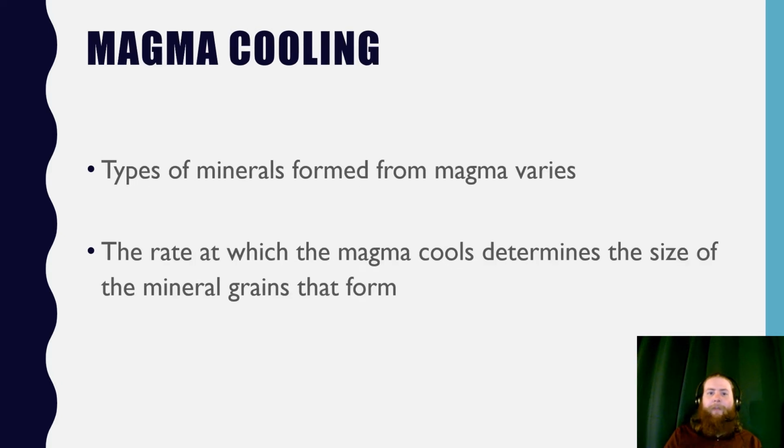The types of minerals you get depends on how the magma cools. The rate at which it cools decides how big these mineral grains form. Things that cool slowly can get much bigger. Things that cool very quickly turn into very, very small crystalline structures, very, very small shapes.